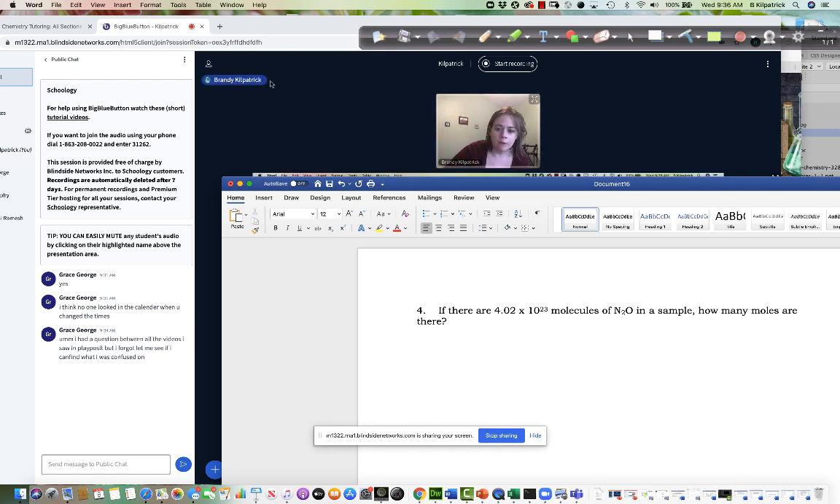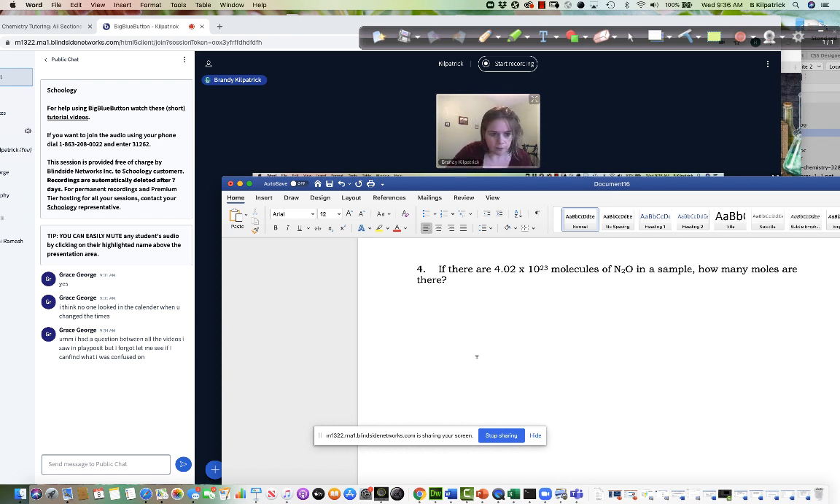So first of all, the last time I had a conference, somebody asked about this question. I went back and looked at it and realized this is just a conversion. I don't know what I was thinking before. But this, the 4.02 times 10 to the 23rd molecules, how many moles is that? You just have to convert it into moles using Avogadro's number. So 1 mole is equal to 6.02 times 10 to the 23rd. I think I read it and thought it was something different.